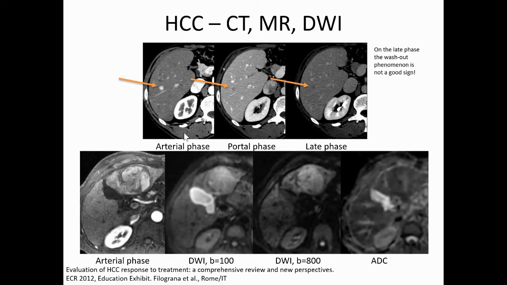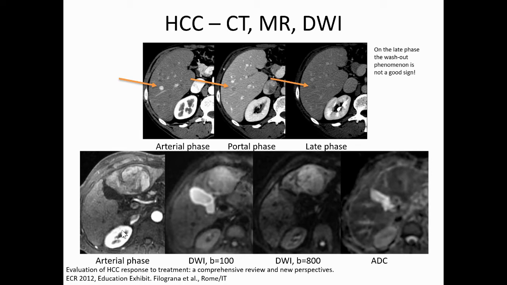Here is how HCC will look on CT. So it's going to be bright on the arterial phase. Please note that the aorta contains a lot of contrast material. And then on the portal phase, it's going to become hypodense. So that's the positive washout phenomenon. And on the late phase, it's still going to remain hypodense. So that's still the washout phenomenon.